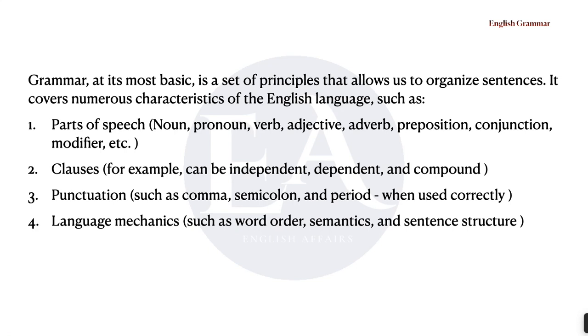It covers numerous characteristics of the English language such as parts of speech, where come noun, pronoun, verb, adjective, adverb, preposition, conjunction, modifier, etc. Next is clauses, for example, independent, dependent or compound. Next is punctuation such as comma, semicolon and period, which should be used correctly. Next is language mechanics such as word order, semantics and sentence structure.